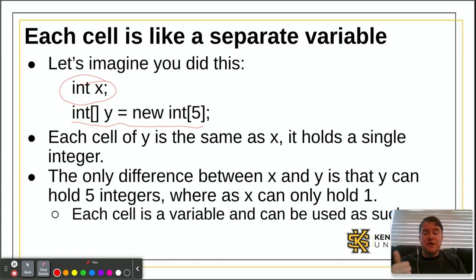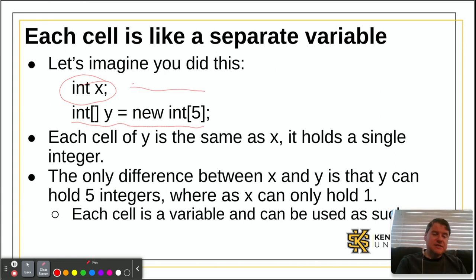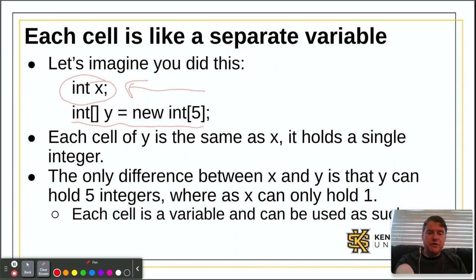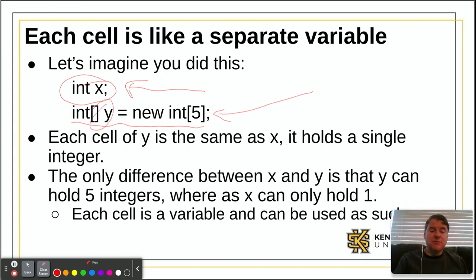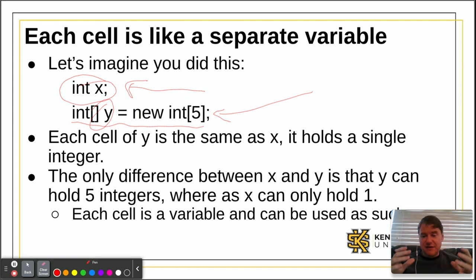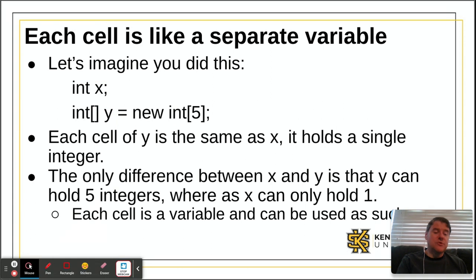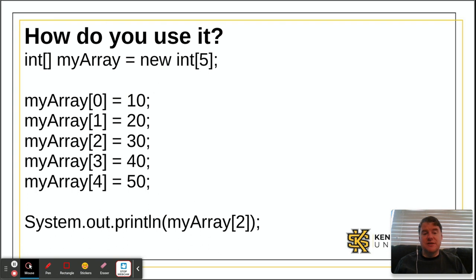I can put a value into y0, y1, y2, y3, and y4, which are the 5 cells. So effectively, this created a variable that can hold one value. This kind of created 5 separate variables that are all squished together in a single thing called y. Y, being the name of the variable, that's what I called it in this case, has 5 cells that can hold 5 different values. And so I want you to think of an array as if it has a bunch of separate little variables inside of it.